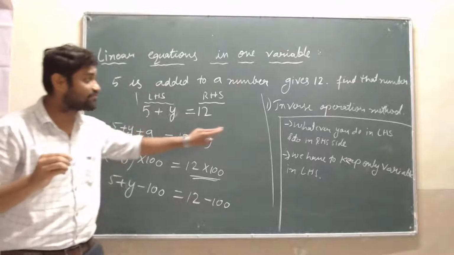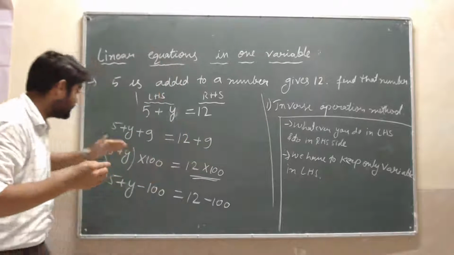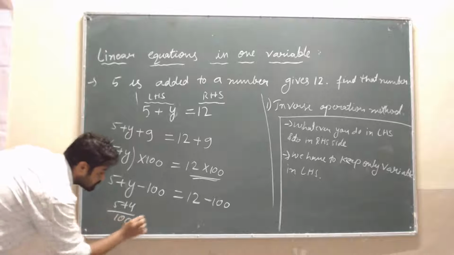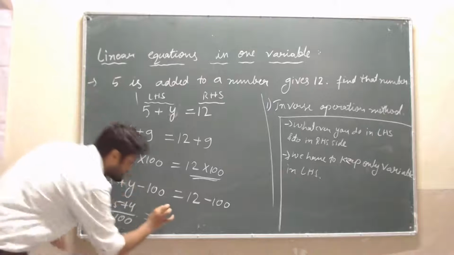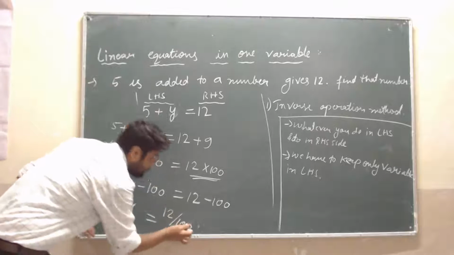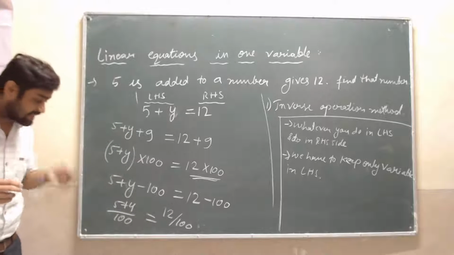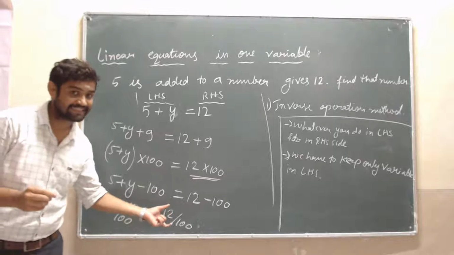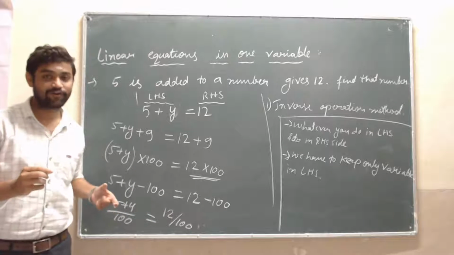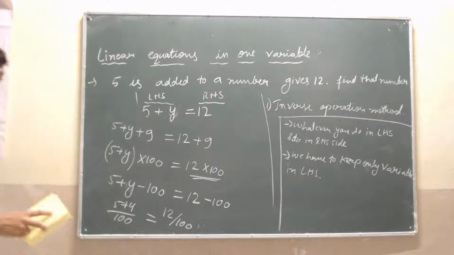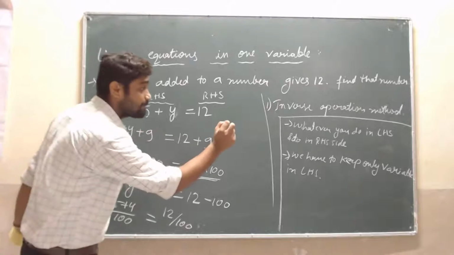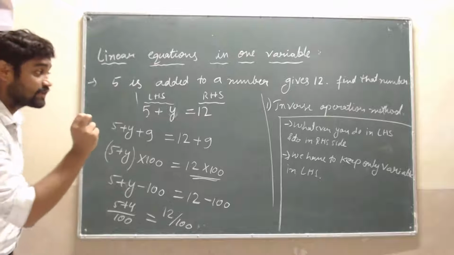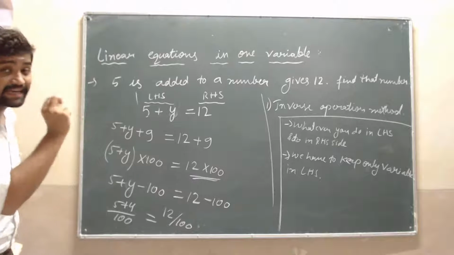Okay, this is about the first point. Suppose you divide: 5 plus y is there, and I divide by 100. Then you have to divide the RHS side by 100 also. If you divide the LHS by 100, you must divide the RHS by 100 too. Then the next point: we have to keep only the variable on the LHS side.